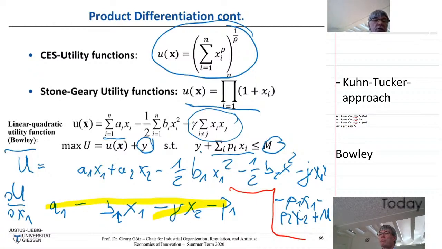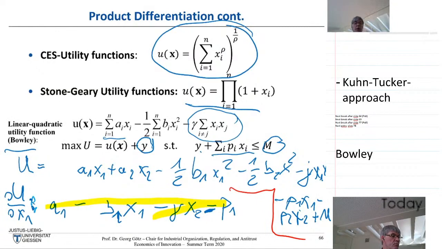What I do as well is, I just write a colon here. Now it's going to be a colon. And now what you have here is that the left-hand side is equal to P1. What we have here is nothing else than the inverse demand function.